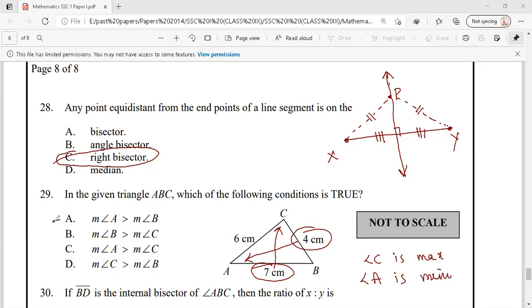Option A states that angle A is greater than angle B. That is a false statement because angle A is not greater; angle A is the smallest angle. Similarly, in option B, angle B is greater than angle C. Angle C is the largest angle, and angle B is not greater. It means this is the wrong answer.